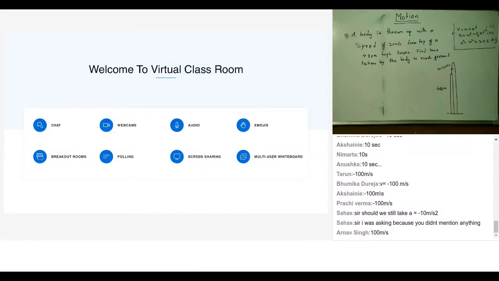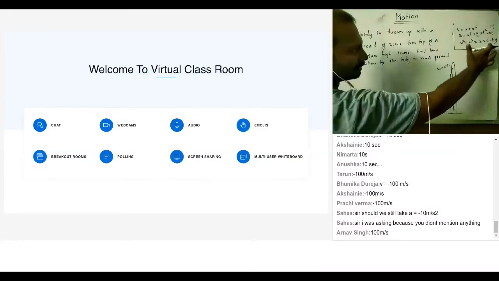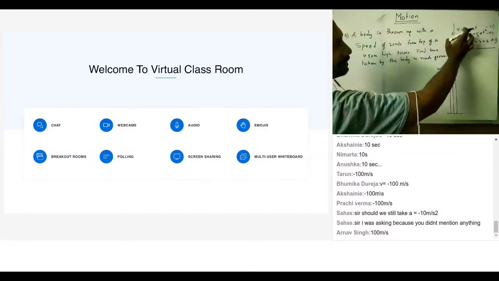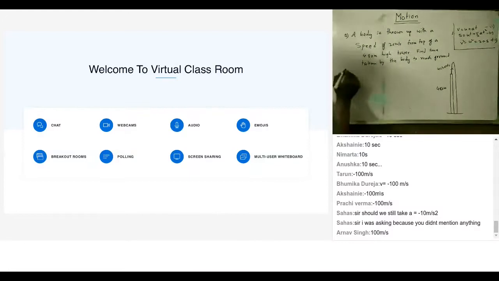So let's see. There are quite a few ways in which we can do it. One of the ways is what Arnav said. What he did is he found the final velocity using v square minus u square equal to 2as. Once he knows final velocity, he knows initial velocity, he found the time taken. Fine. So we'll do Arnav's way first.